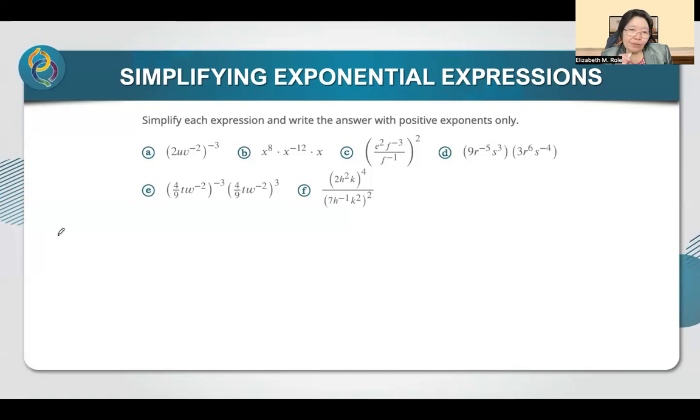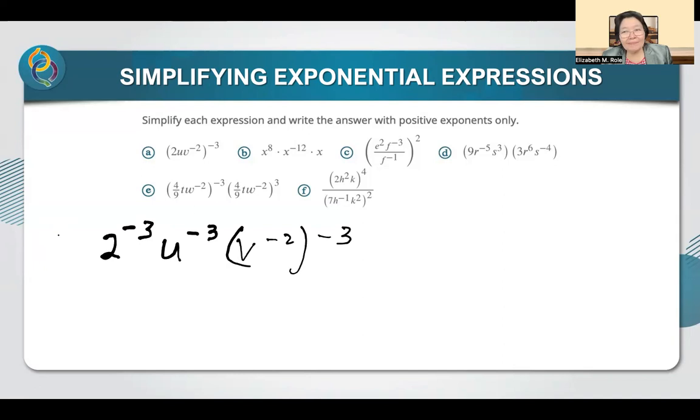Okay. So you distribute your negative 3 to each of the terms. So you begin with saying that will be 2 to the negative 3, u to the negative 3, v to the negative 2 raised to the negative 3. That's the distribution, okay? So for each of your terms, 2uv to the negative 2, you distribute your negative 3 there as a power. So 2 to the negative 3, u to the negative 3, and then v to the negative 2 to the negative 3.